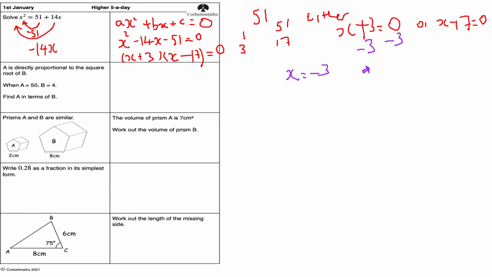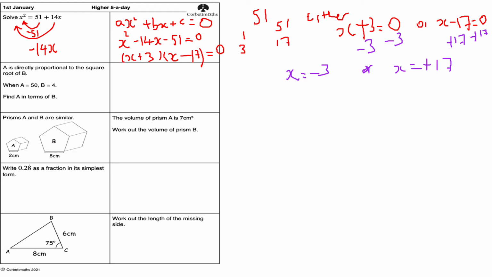x is equal to positive, it should be x minus 17 is 0. So x minus 17 is 0. Solving this other equation, adding 17 to both sides, I get that x is equal to 17. So x equals negative 3 or x equals positive 17. And that is the solution for my quadratic equation.